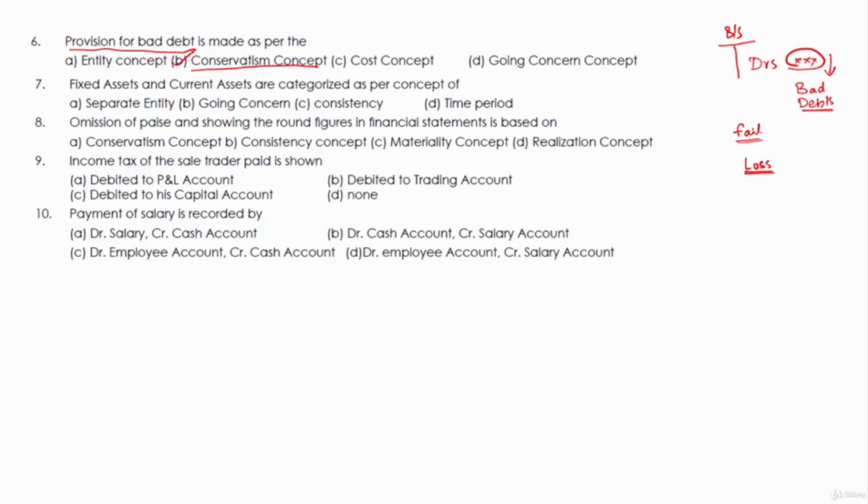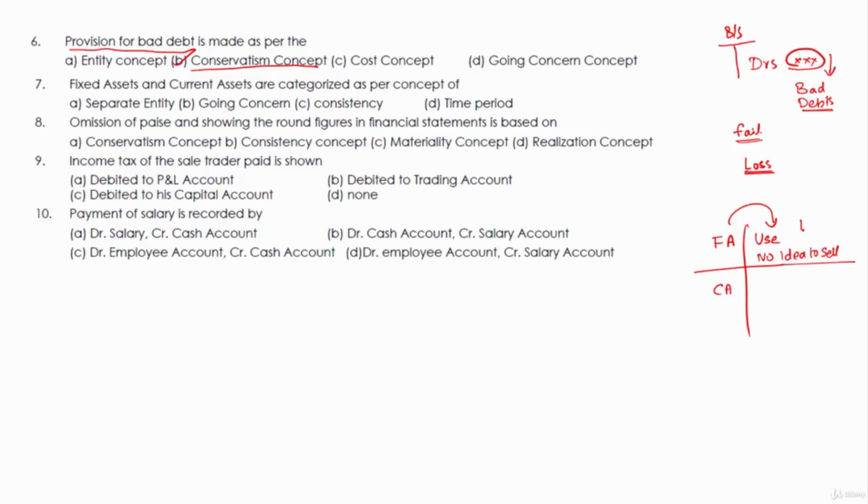Next, item 7. Fixed assets and current assets are categorized as per the concept of separate entity, going concern, consistency, time period. First of all, we should understand what fixed assets are and what current assets are. Fixed assets are those assets which are purchased with an intention to use in the business. There is no idea to sell. It does not mean fixed assets are something which are going to be fixed and erected in one place. The intention is more important. It is purchased with an intention to use in the business and there is no idea to sell.